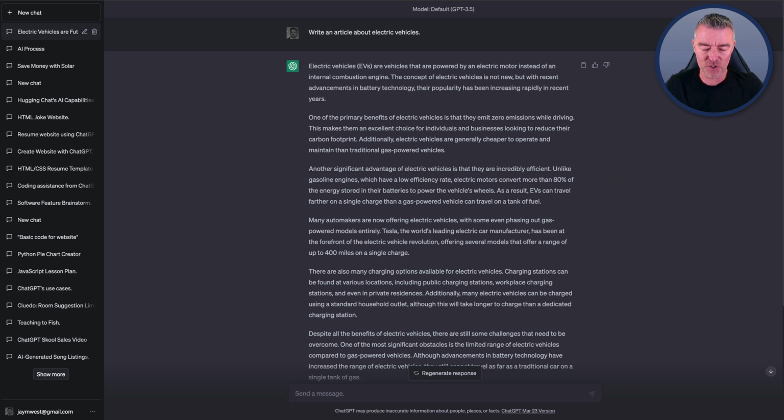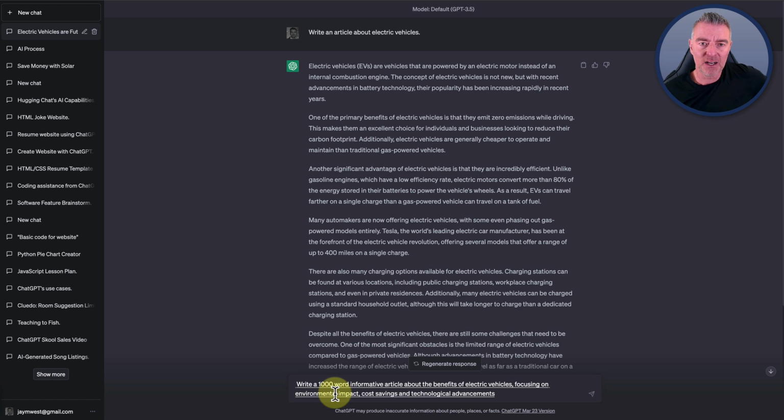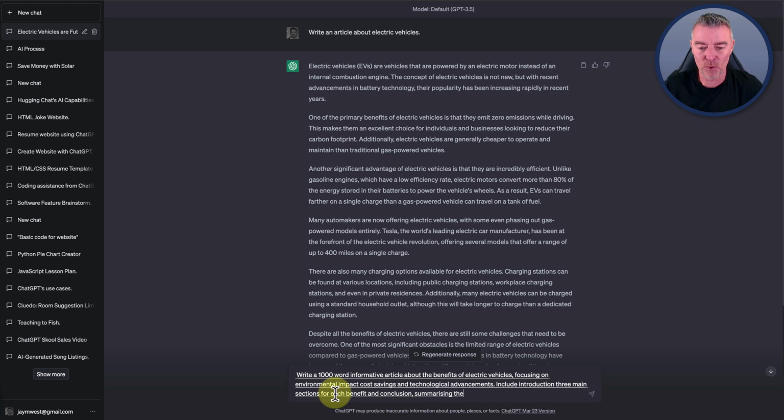if we just improve the prompt to something like this. Write a 1,000-word informative article about the benefits of electric vehicles, focusing on environmental impact, cost savings, and technological advancements. Full stop. Include an introduction, three main sections for each benefit, and a conclusion summarizing the key points.